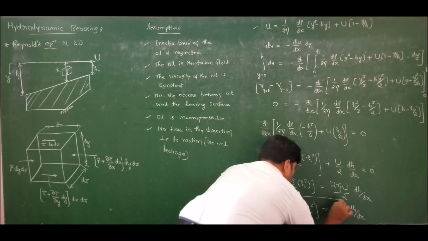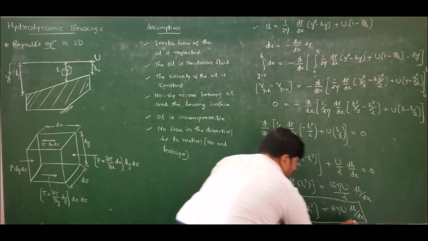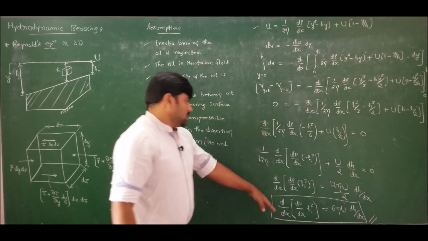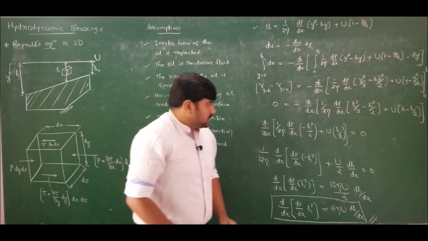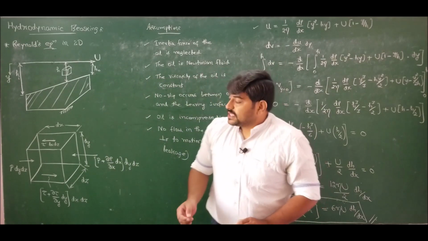So this is called the Reynolds equation in 2 dimension. So this is a derivation for the Reynolds equation.